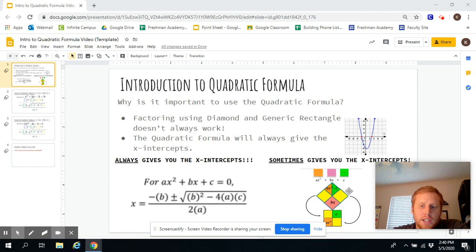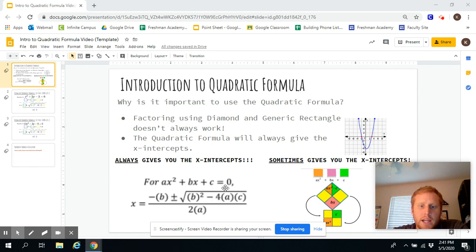We have been using the diamond and generic rectangle. There's nothing wrong with it. But the only thing about the diamond and generic rectangle, it doesn't always work. So that's why we need the quadratic formula, because the quadratic formula always gives you the x-intercepts.